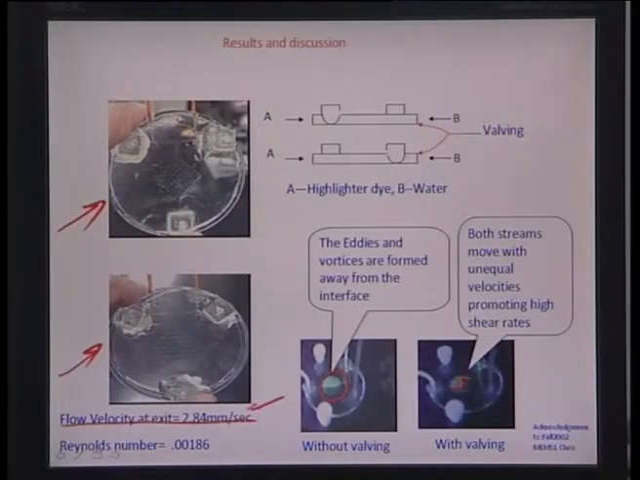So a couple of things here to be mentioned. One is the flow velocity at the exit is roughly about 2.84 millimeters per second. That is how it was defined. And corresponding to that, the Reynolds number was really, really low, about 0.00186. So this is without valving, and this is with valving. The other two designs also were evaluated.